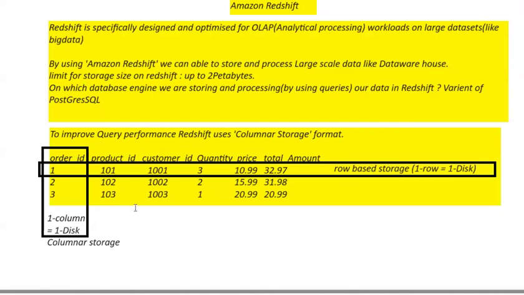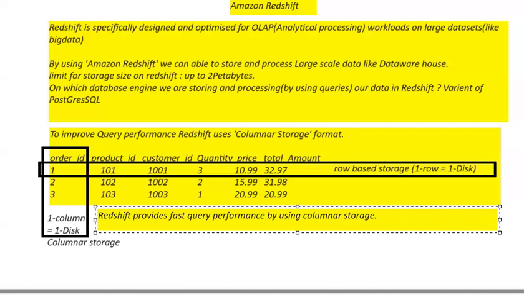So compared to row-based storage, column-based storage provides you quick and fast response. Because in column-based storage, rather than reading whole data, storing whole data and processing whole data, it just processes the required column and provides you the response. That's why it results in fast query performance and fast response. I hope you understood how Redshift provides you a quick, fast query response.